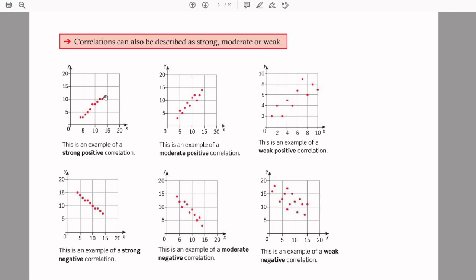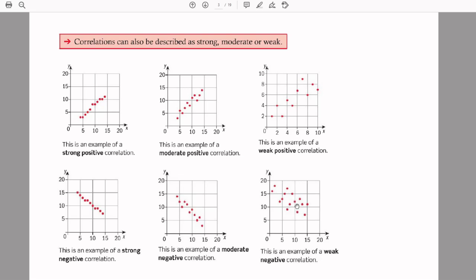The closer it is to a line or to a pattern, the stronger the correlation. This one looks like a very strong positive correlation to me, because it's almost all on a straight line. And then we have moderate and weak. Generally they ask you to describe the correlation. If it's 2 marks, then you need to say strong positive or weak positive, whatever it is. The same with the negatives. This one is strong or very strong to me. This they're saying is moderate. I would say that's more like a strong to me, but anyway.